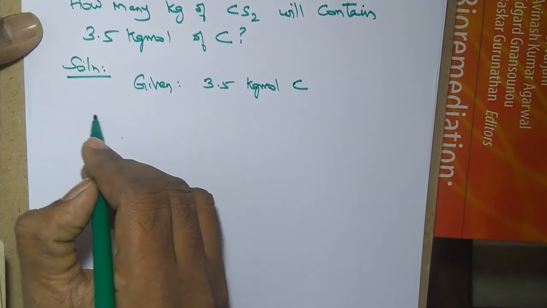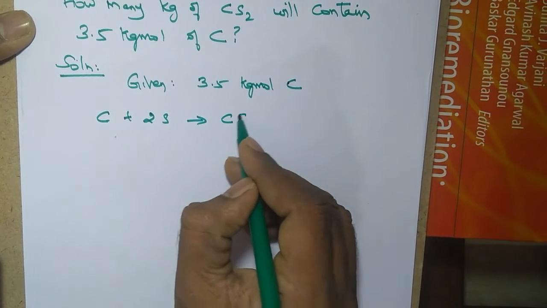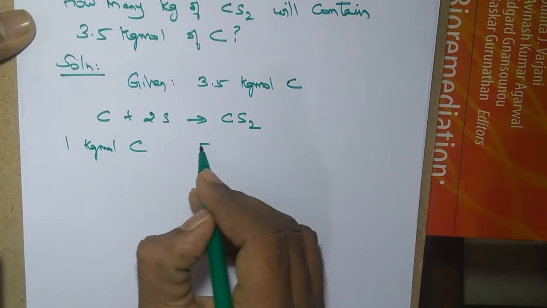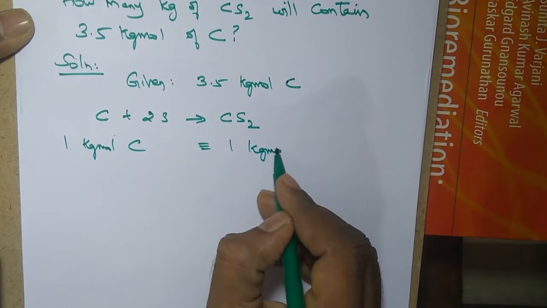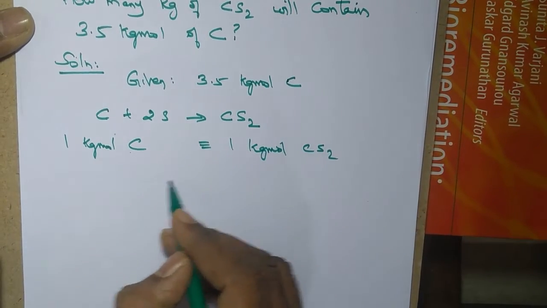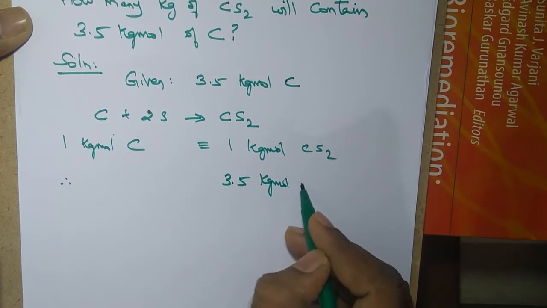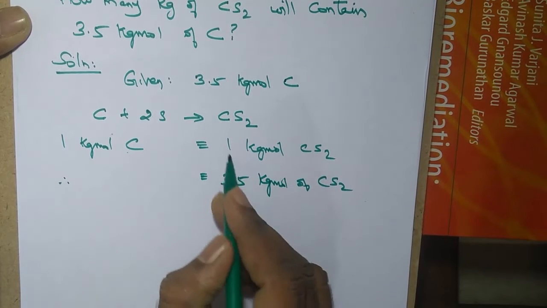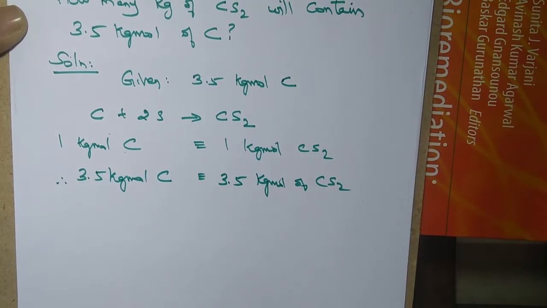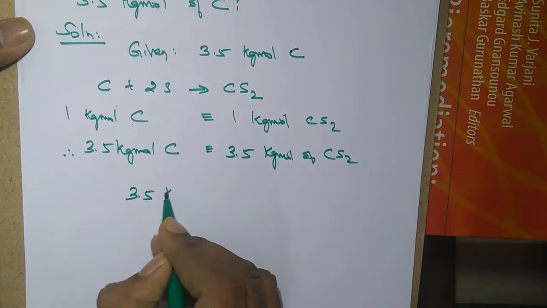We know the reaction C plus 2S will give CS2. So 1 mole of carbon will form 1 mole of CS2. In terms of kg mole, 1 kilomole of carbon will form 1 kilomole of CS2. It is given 3.5 kilomole of carbon, so it is direct substitution. It will form 3.5 kilomole of CS2. So this is equivalent.